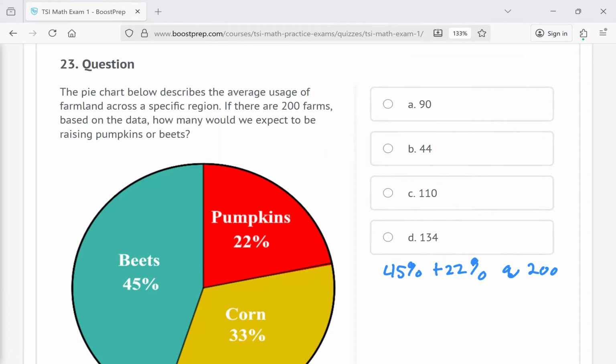So what's 45 plus 22? 67. So they're basically asking, what is 67% of 200? How do you convert 67% to a decimal? Move it two places to the left, so that's 0.67. Then multiply by 200, and that is going to be 134. That's it. So it's D.